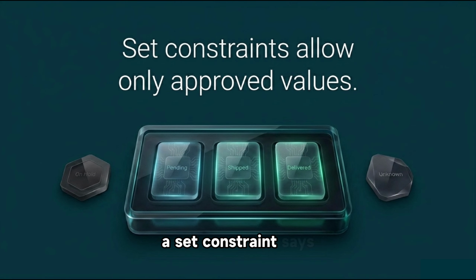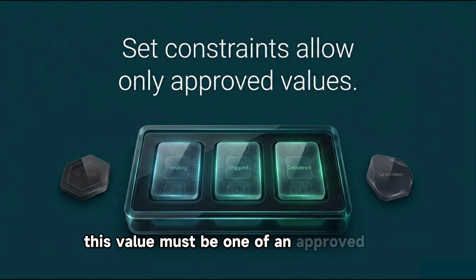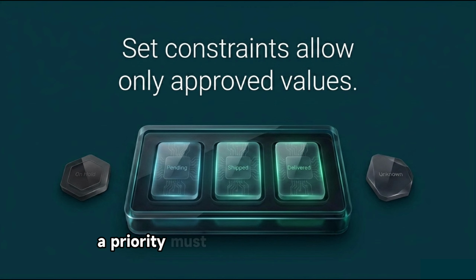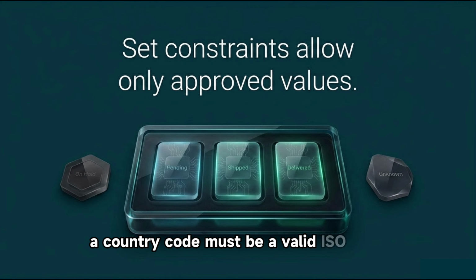A set constraint says, this value must be one of an approved list. An order status must be pending, confirmed, shipped, or delivered. A priority must be low, medium, or high. A country code must be a valid ISO code.